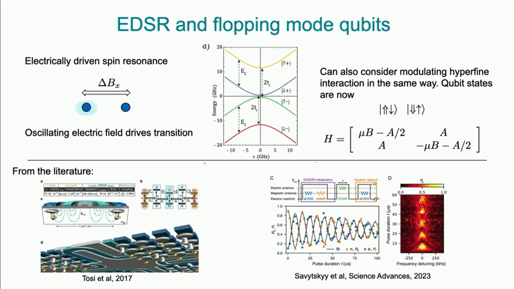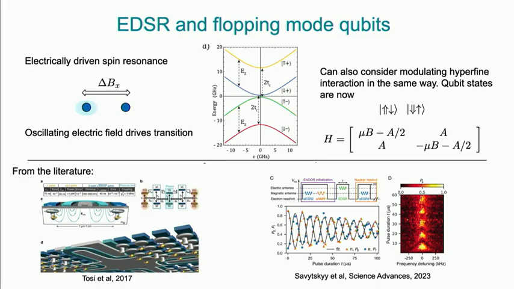So another way to get longer range couplings is through EDSR and flopping mode qubits. So EDSR is electrically driven spin resonance. And the easiest way I think to think about that is imagine that you've got two dots, 2 sites where your electron could be, and you apply voltage that shuttles or takes the electron from one site to the other.